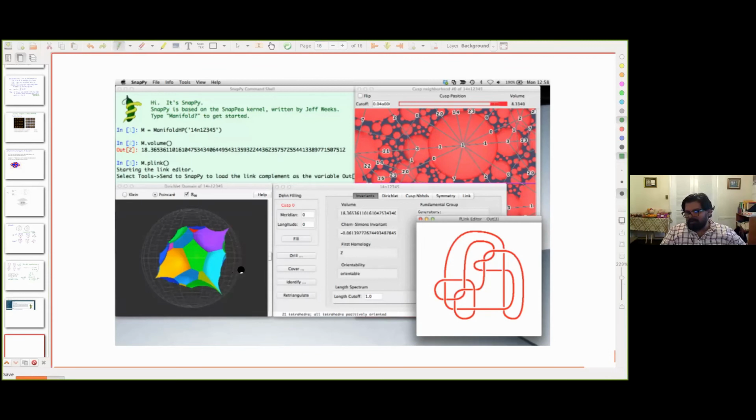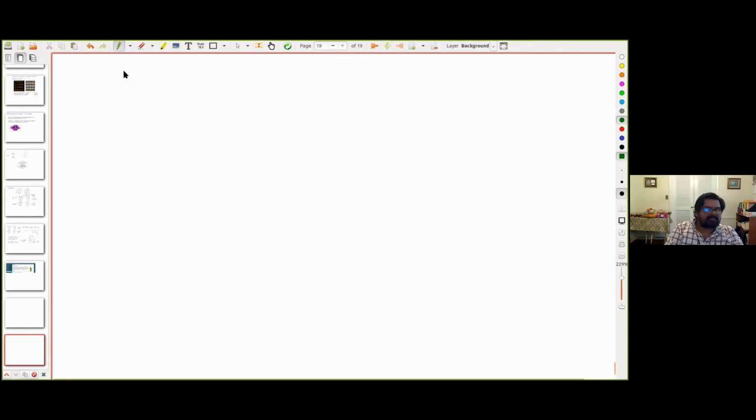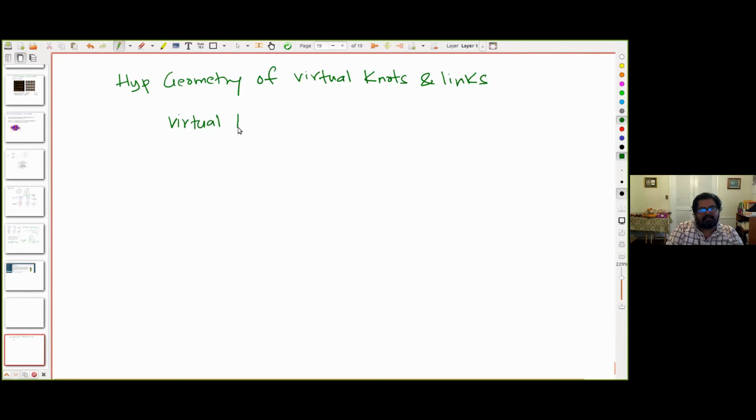So this is what I had promised. Now for the surprise additional section, this is going to be the hyperbolic geometry of virtual knots and links. So what are we going to use? The basic idea is that if you take a virtual link, then this link corresponds to a link in a thickened surface, so a link in some S cross I, right? This is a thickened surface.